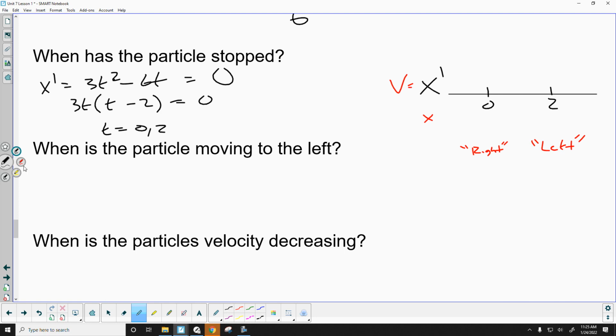We remember to plug in test points into our factored form. It's easiest to do. Since we've found all of our zeros or undefined values, we found all of our possible sign change points. So I know that all of my signs are going to be negative. Between 0 and 2, I'm moving to the left for time values between 0 and 2. I have open brackets because I'm not including 0 and 2, because that's when my particle stops.